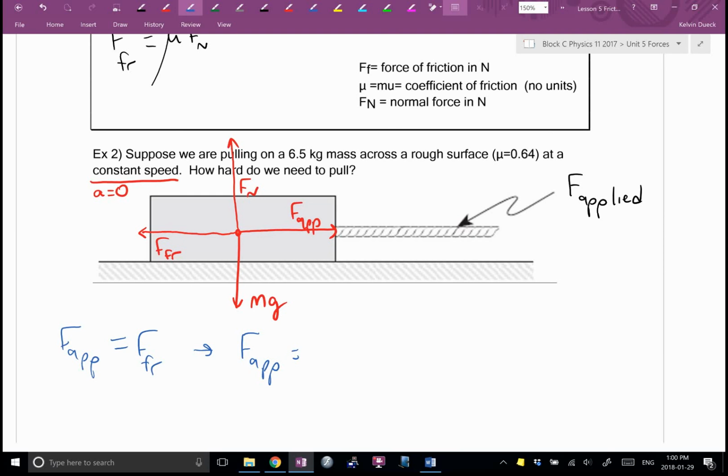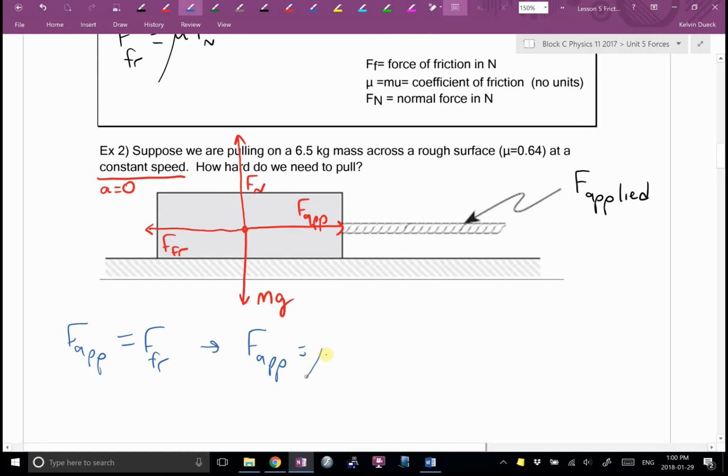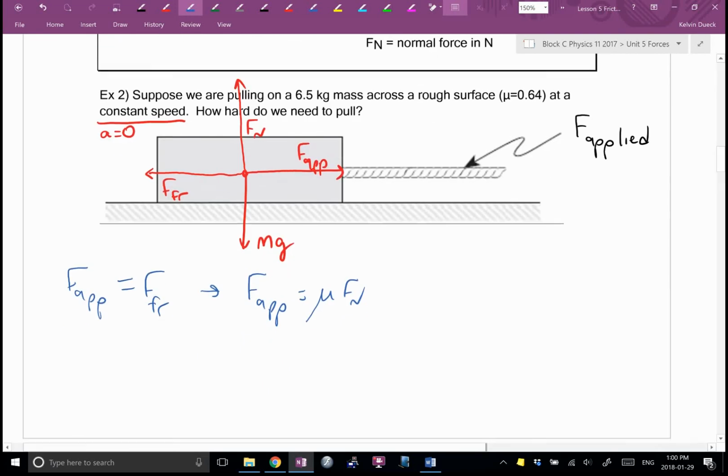Sierra, what does friction equal? What times what? Joel, what does friction equal? What times what? Good. Rihanna, what does friction equal? What times what? Cole, what does friction equal? What times what? So I'm going to write that. If F applied equals friction, that means F applied equals mu times the normal force. Do I know mu? How big? I don't know the normal force. Oh, but look, I know another force the same size as the normal force. What force is exactly the same size as the normal force? So I can say, how hard do I need to push? It's going to equal mu mg.